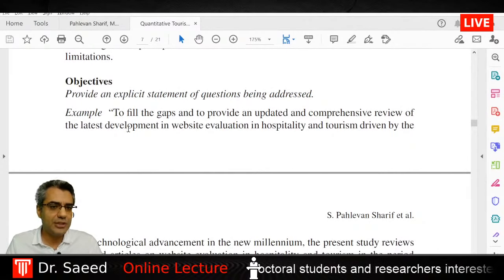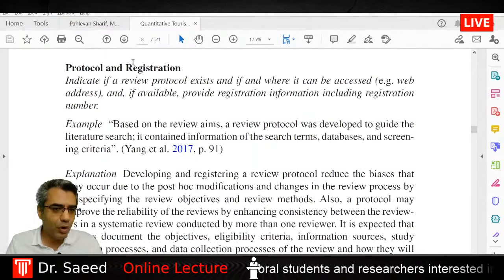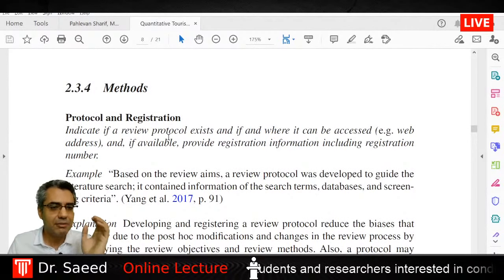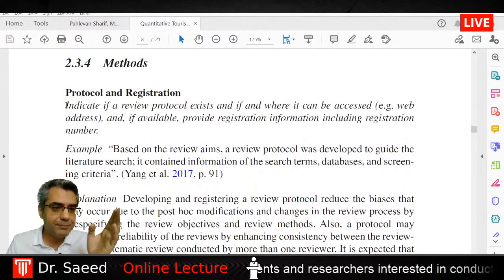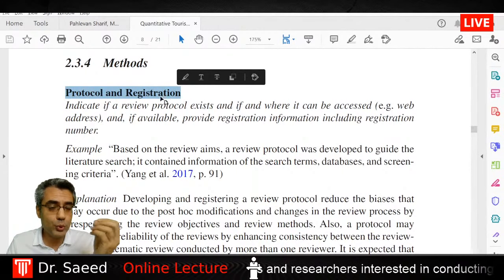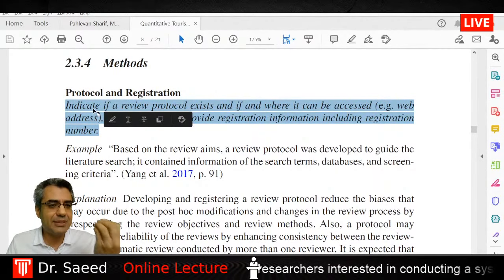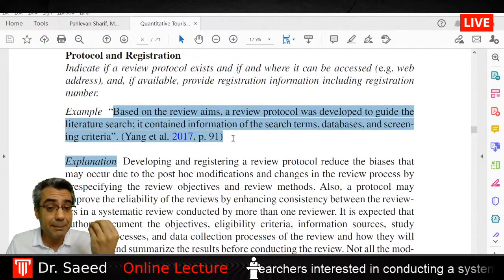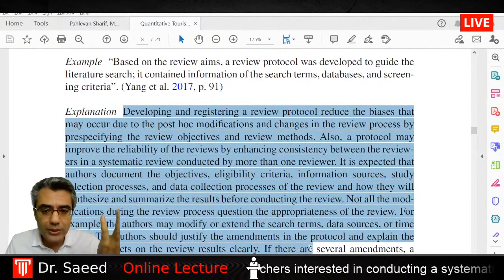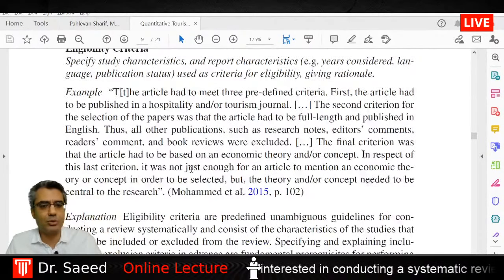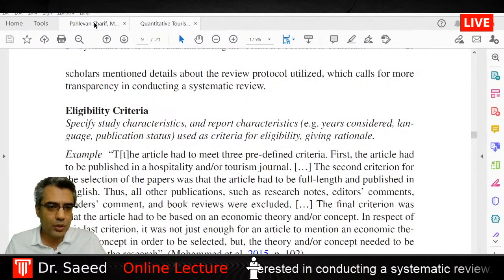And then objectives. So you see, for each part, we have provided the item you need to address, the explanation of the item in the PRISMA checklist, an example, and why you need to follow this, right? And whether past studies have used this method or not, and so on. So this is one paper.